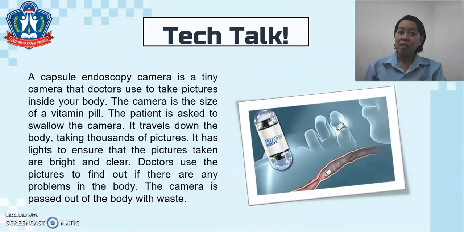And for Tech Talk, a capsule endoscopy camera is a tiny camera that doctors use to take pictures inside your body. The camera is the size of a vitamin pill. The patient is asked to swallow the camera, and it travels down the body taking thousands of pictures. It has lights to ensure that the pictures taken are bright and clear. Doctors use the pictures to find out if there are any problems in the body. The camera is passed out of the body with waste.